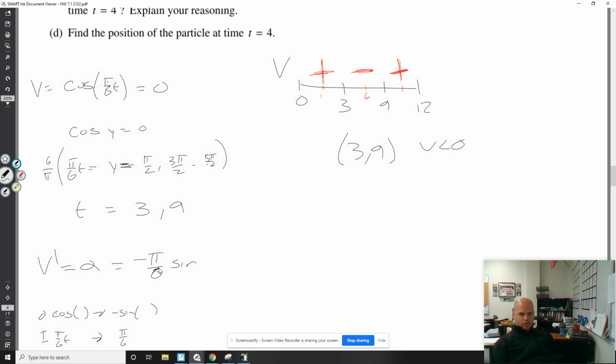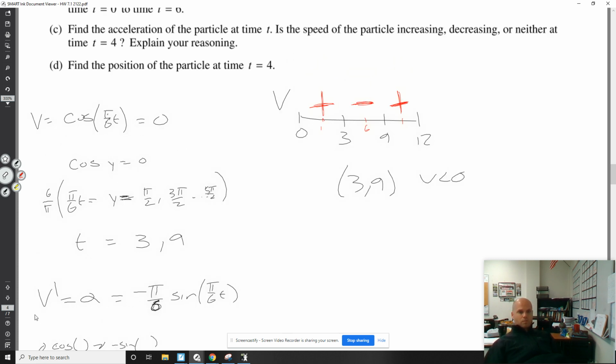Yeah, we should do part D. I didn't put it. Nobody's going to do it, though. Maybe you'll do pi over 6t plus c? No, I'm taking the derivative. If I was taking the antiderivative, I need a plus c. Okay, this would be the acceleration of the particle at time t.